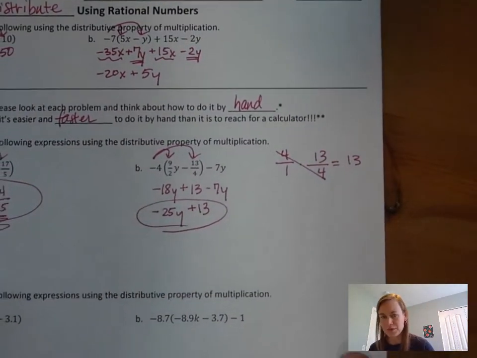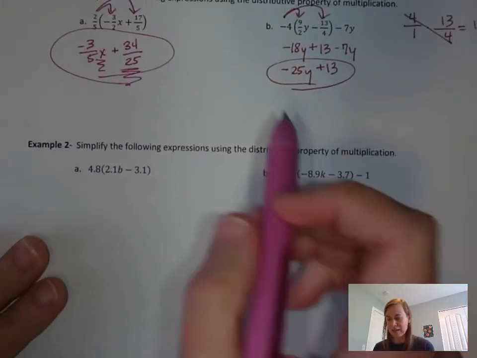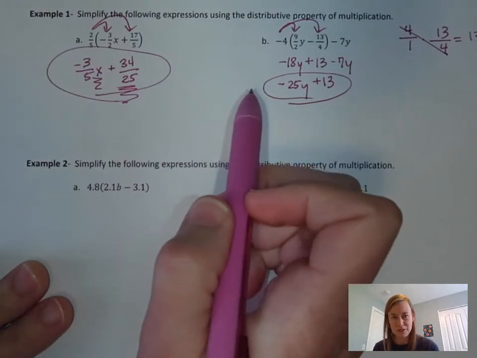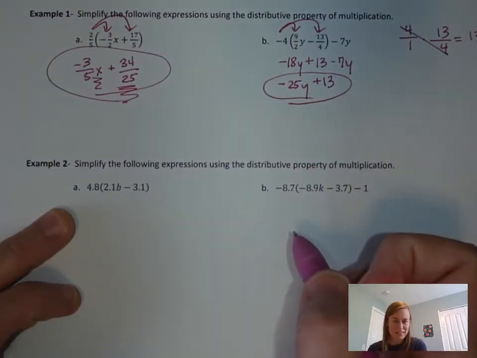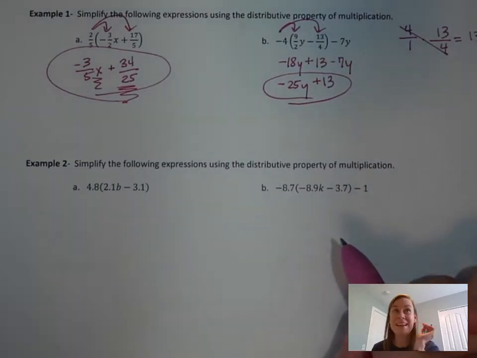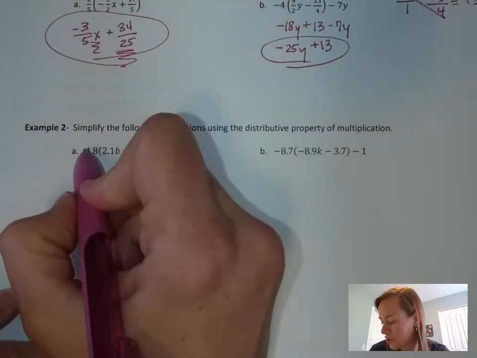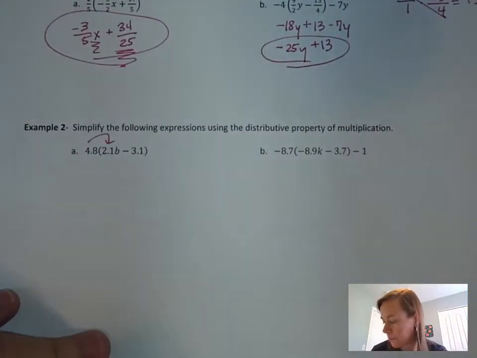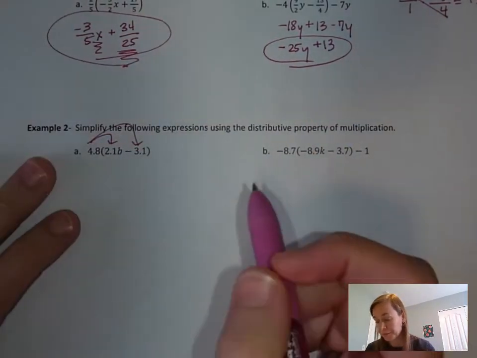Let's go on to example 2. We've got some decimals over here. So again, with these two, you might want to use that fraction calculator. For these down here, it's easiest just to use a regular calculator. Pretty much any calculator will allow you to enter decimals. So we've got some more distributing to do. Let's distribute our 4.8 to the 2.1b, and let's distribute it to the -3.1.